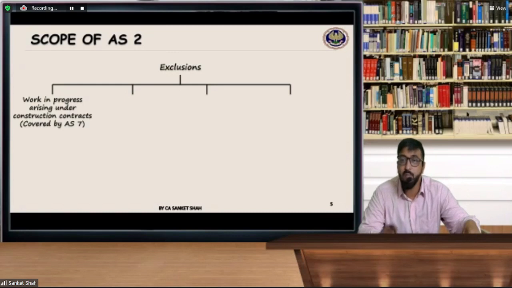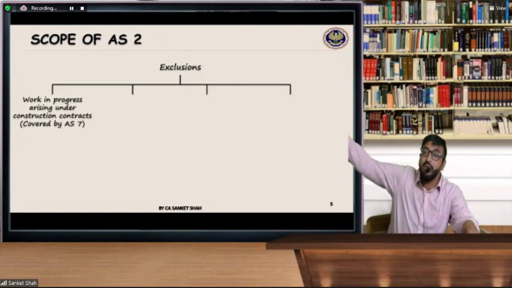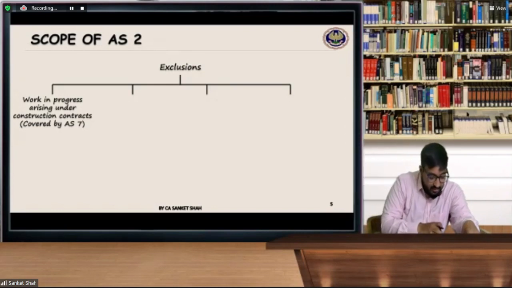And if work in progress arises under accounting standard 7, now accounting standard 7 you have in the group 2, that group 2 faculty will take care about the accounting standard 7. So that WIP which arises due to a construction contract is covered. How to do valuation of that WIP is not as per S2 principle. It is scope out. Why it is scope out? Because other standard will take care of this. Okay. So other standard will take care of this.